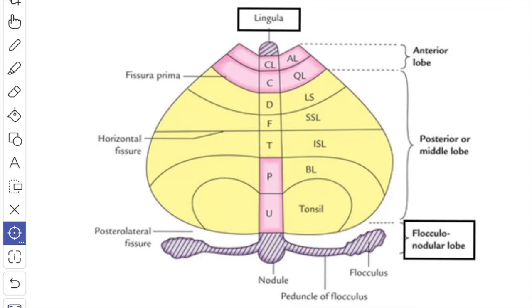Next we'll see the morphological subdivisions. Based on phylogenetic and functional criteria, the cerebellum is divided into three parts: the archicerebellum, the paleocerebellum and the neocerebellum. The archicerebellum is also known as the vestibular cerebellum.